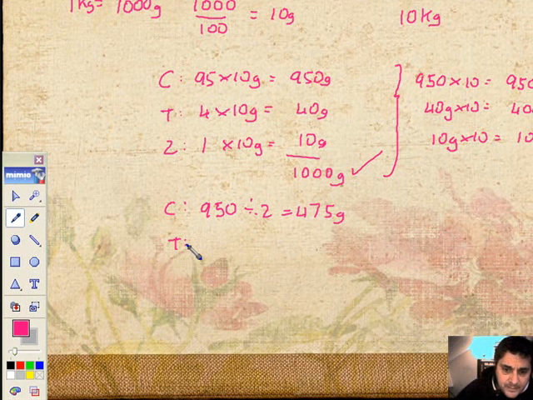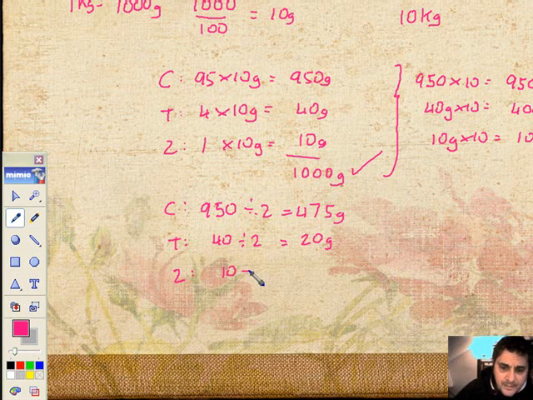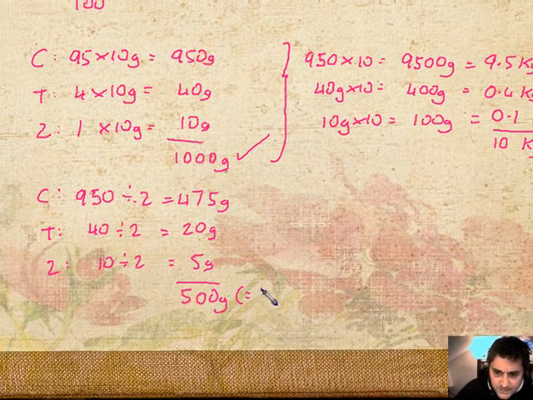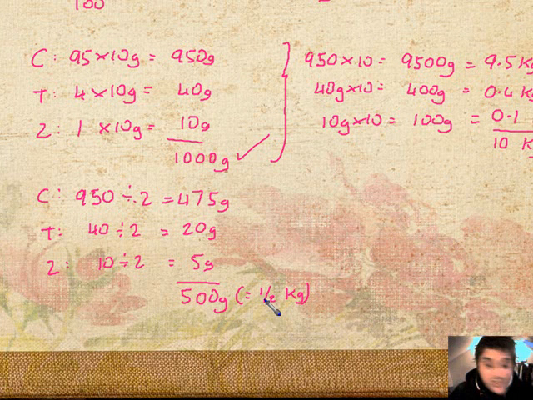Tin. It's going to be 40 divided by 2 to make half a kilogram. So that's going to be 20 grams of tin required. And zinc is going to be 10 grams divided by 2, and that requires 5 grams. Again, just to test this out now, if we add up that little lot, we should get 500 grams exactly, and that's of course equal to half a kilogram.